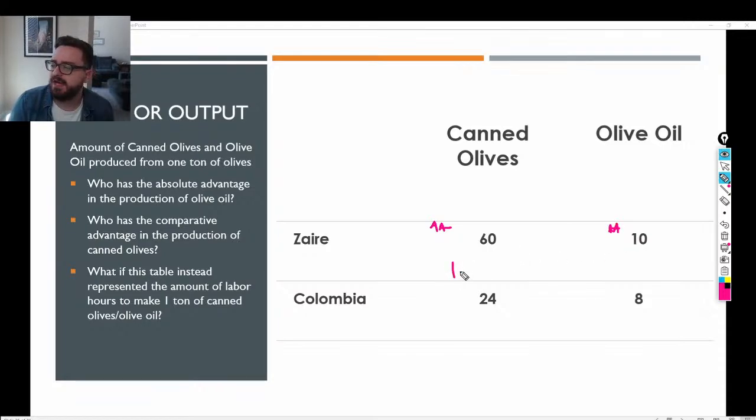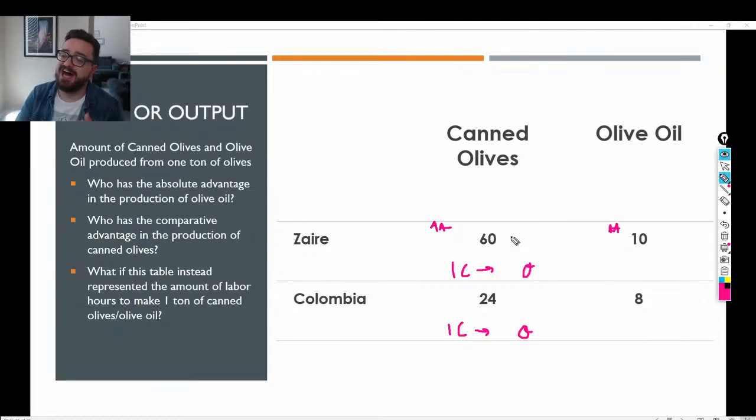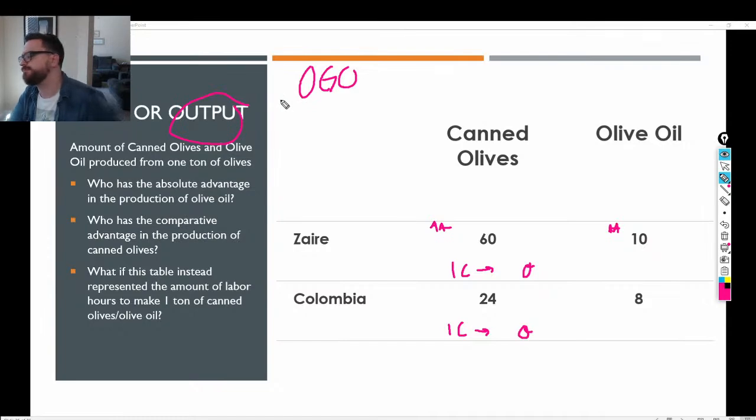You have to figure out for everything of canned olives Zaire makes, how much olive oil did they give up? I'm doing this little symbol with the O so I know it's not a 0. For Colombia, how many things of canned olives do they make? How much olive oil are they giving up per unit of canned olives? So for this, it's an output problem. I mentioned that, which means I'm going to do other goes over output, O's. That's really easy to remember. Output problem. So I will take the other column's number, 10. It goes over my current column's number, 60. 10 over 60 is a 6th.